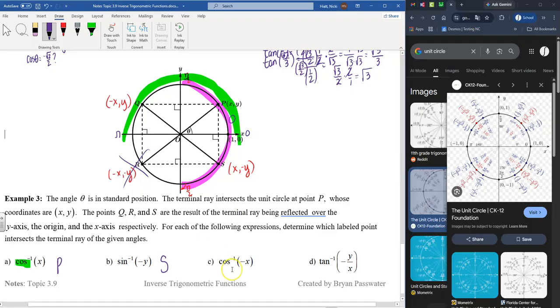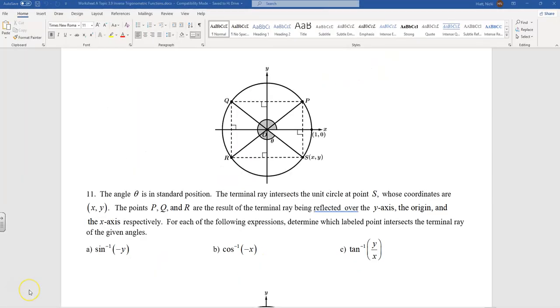Okay? Cosine of negative x. What would we get for that one? That one's going to be Q. And then tangent of negative y over x. That is S for that. Okay, questions? All right, we are going to take a few minutes here.